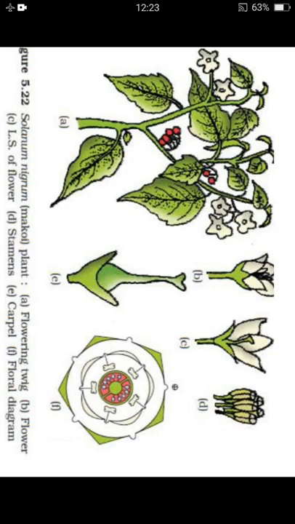Next, calyx. Calyx symbol is K. How many in number? 5. And united. So 5 must be within the bracket. Next, corolla. 5 in number, fused, right? So that's why within the bracket 5 symbols must be. Next, androecium. Androecium must be A, and that too how many in number? 5 in number. So androecium consisting stamens. These stamens are attached to petals, called as epipetalous.